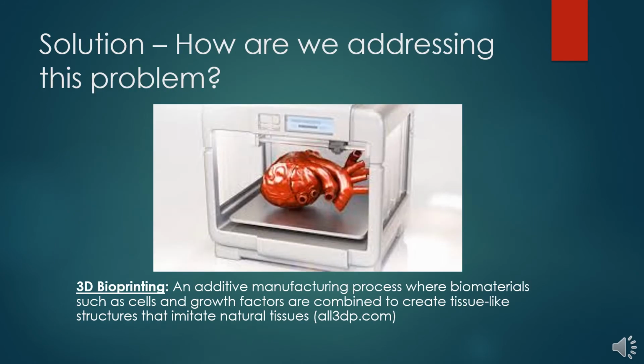3D organ printing can best be described as an engineering solution to a biological problem. To address demands for organs needed in organ transplants, researchers are looking into the creation of synthetic organs that can be rapidly created and have a reduced likelihood of rejection. One methodology to achieve this goal is through 3D printing organs. Also known as 3D bioprinting, 3D organ printing is an additive manufacturing process where biomaterials such as cells and growth factors are combined to create tissue-like structures that imitate natural tissues. The process operates in similar fashion to most conventional 3D printers, but we substitute filament for bioink.